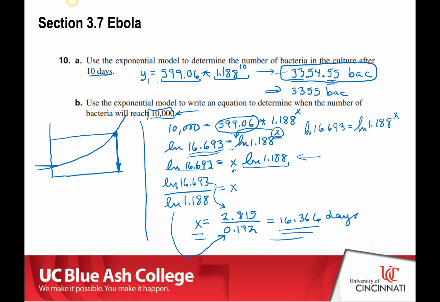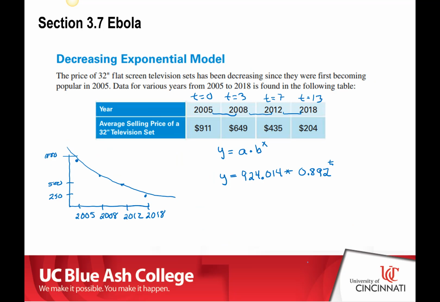So 16.366 days is about 16 and a third days, which tells us that in about 16 days and 8 hours from the start of the experiment, you would wind up with 10,000 bacteria in the system.